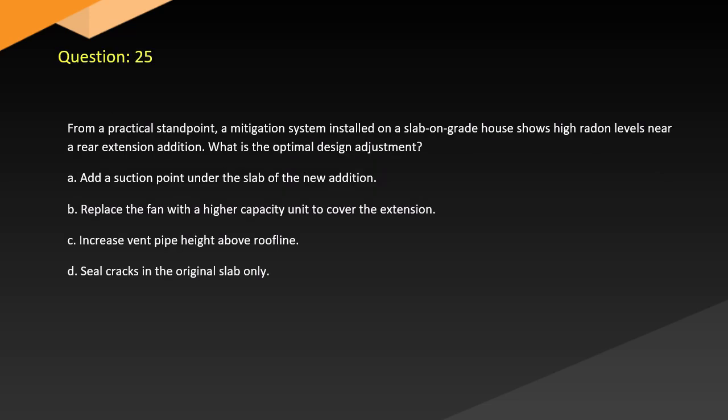Question 25. From a practical standpoint, a mitigation system installed on a slab-on-grade house shows high radon levels near a rear extension addition. What is the optimal design adjustment? A. Add a suction point under the slab of the new addition. B. Replace the fan with a higher capacity unit to cover the extension. C. Increase vent pipe height above roof line. D. Seal cracks in the original slab only.